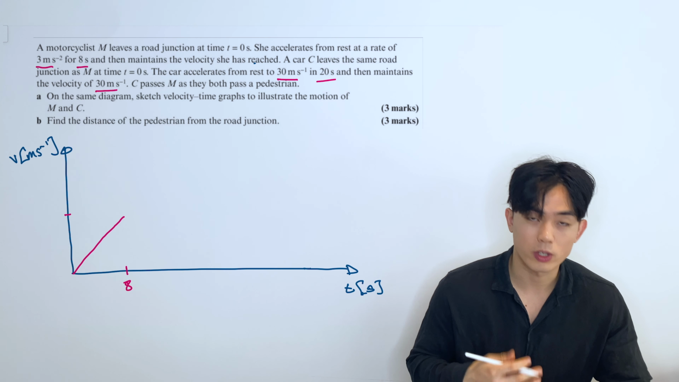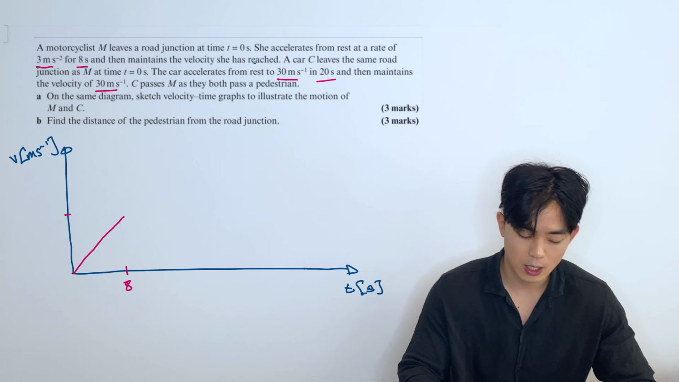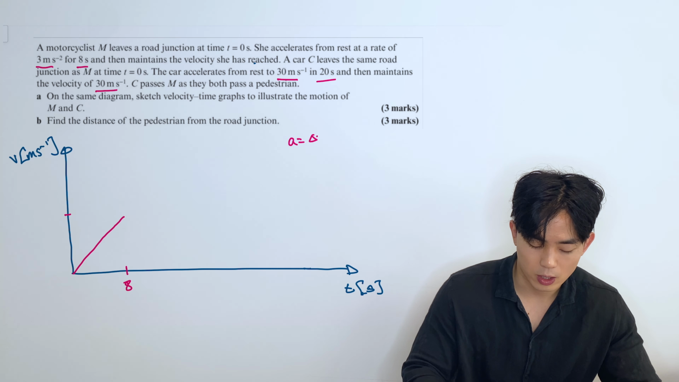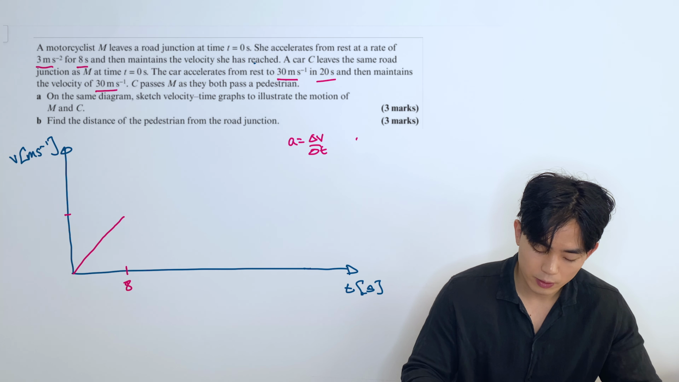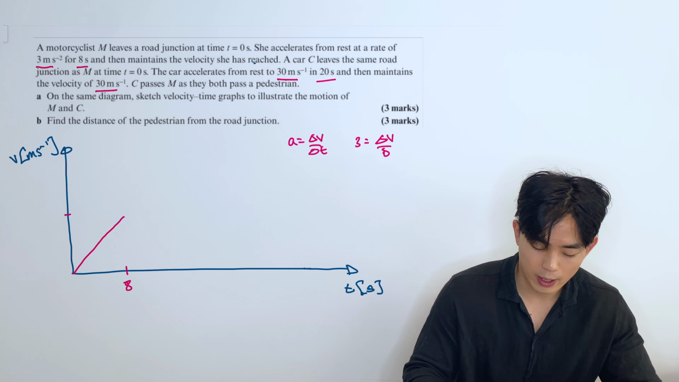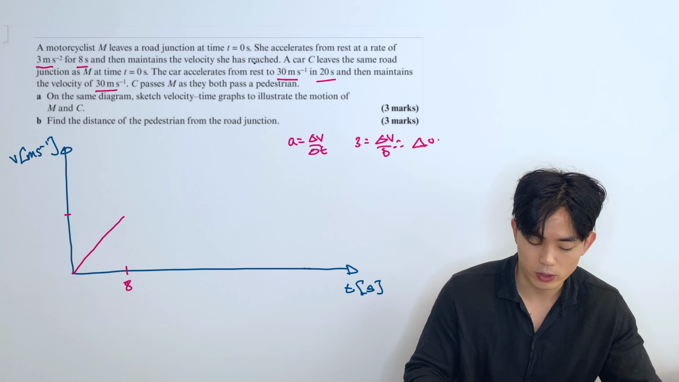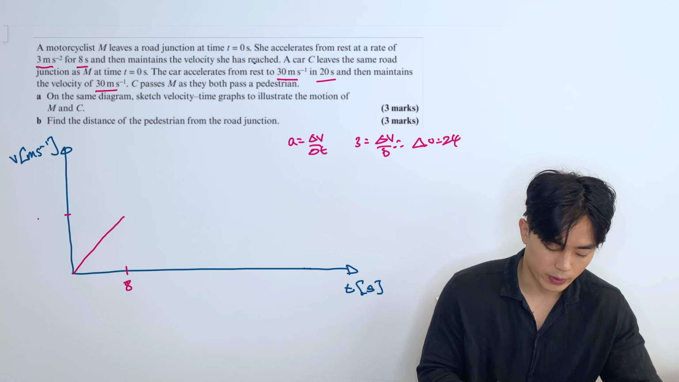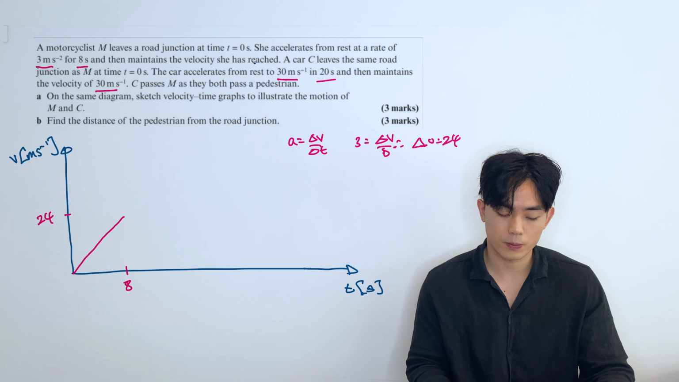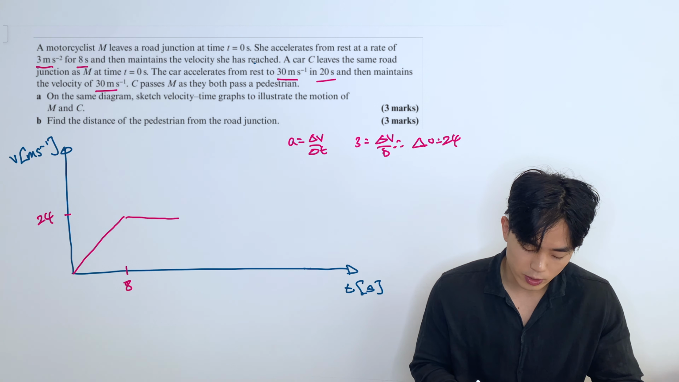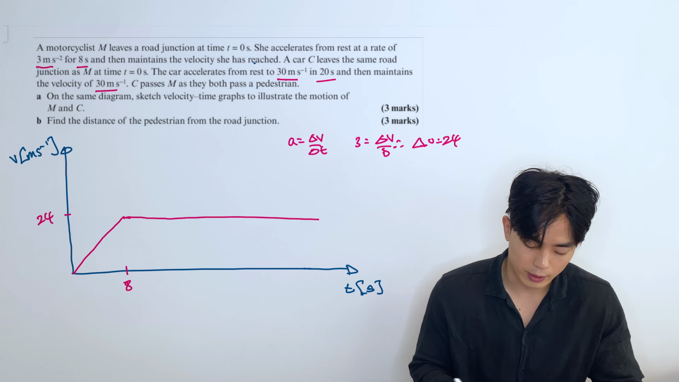We need to work out at what velocity she stops accelerating. We know acceleration is change in velocity over time. So 3 is equal to change in velocity over 8, so therefore the change in velocity is going to be 24. If it started off at 0, this will now be 24 meters per second. And she maintains this velocity consistently afterwards, like this.